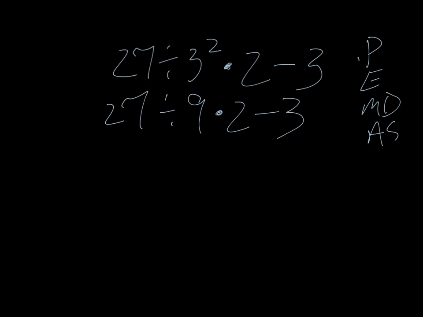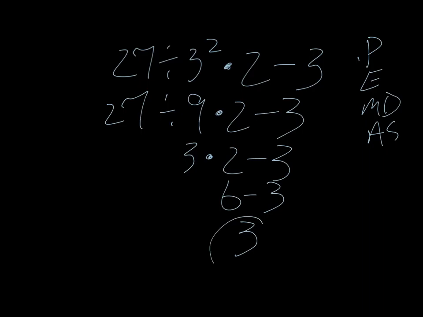The first one we have is this 27 divided by 9. Okay, so we're going to do that. So 3 times 2 minus 3. Next we have this multiplication here. So 3 times 2 is 6 minus 3, and that's going to give us 3.